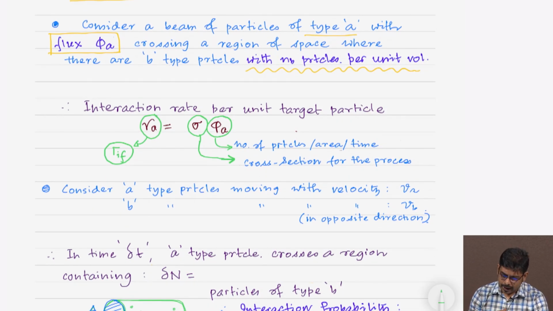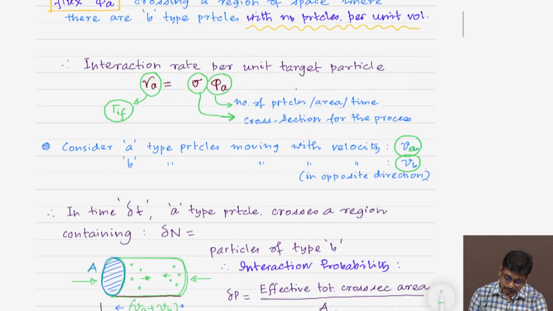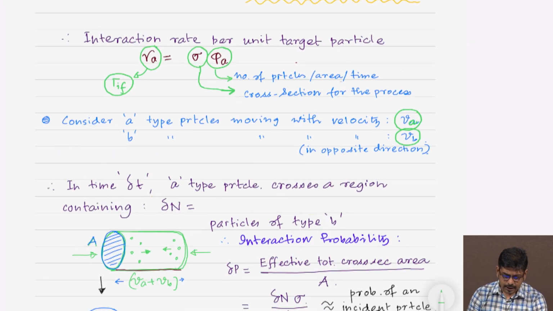Now, let us move ahead and define that there are A type particles moving with velocity V A. Okay? So, this is V A, and B type particles are moving with velocity V B, and most often when they are colliding with each other, we assume that they are moving in opposite directions. Now, I would like to ask another question: suppose in time delta t, an A type particle crosses a region containing delta n particles of type B. Okay? So, what will that delta n be?